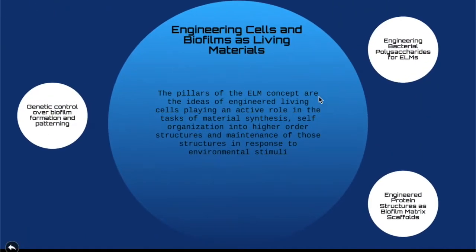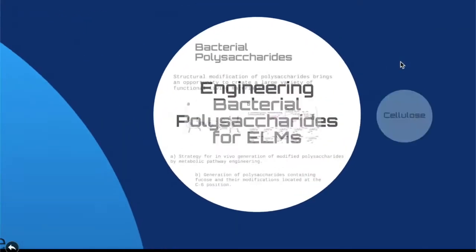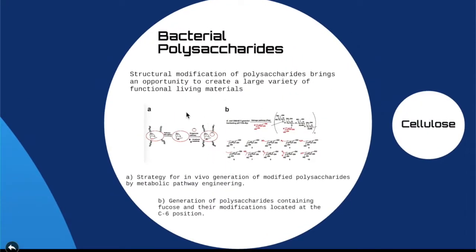So yeah, for these three we have examples, which we call living materials. So we are using engineered cells and biofilms and using them as living materials, which means we have polysaccharides, protein structures, and biofilm formations. So this is the example for polysaccharides. How the strategy works, this is just a schematic illustration. There's not much detail here.